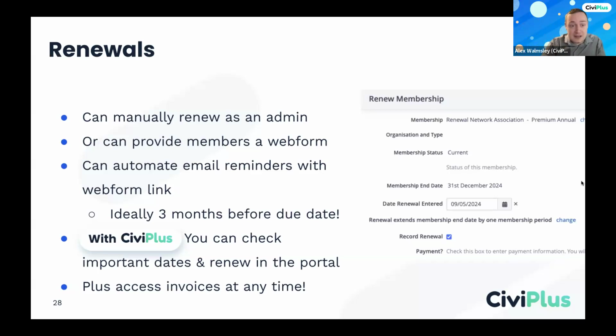With CiviPlus, and again, you can see things in the portal itself. You can see the important dates and when the renewal's coming up, and we're showing a picture of what that looks like in a second. Plus, you can access the invoices at any time within the portal. So it's not going to have to be constant communication between both parties about, oh, I need to see my invoice, okay, and then you have to dig it out. No, it just automatically goes in the portal.